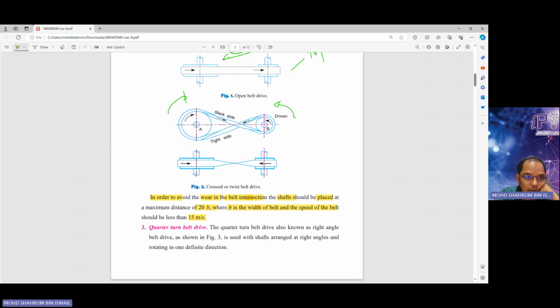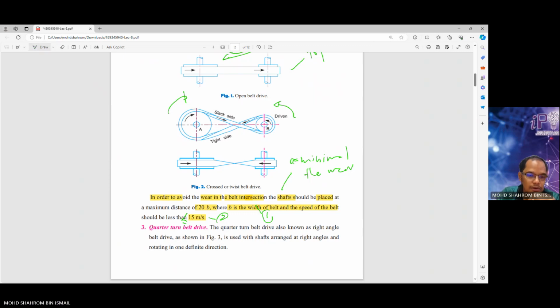This is sort of like two conditions. This is condition number 1, and this is condition number 2. Should be less than. By having these conditions, you can minimize the wear of the belt at the intersection. Okay.